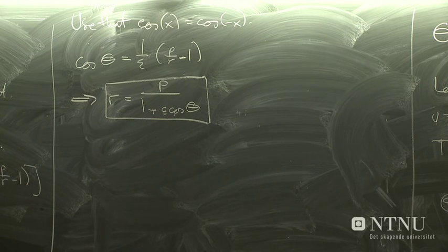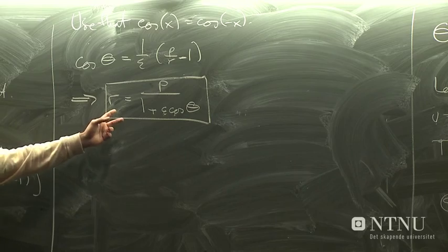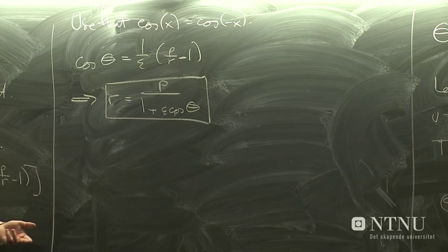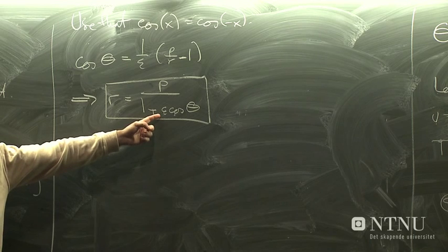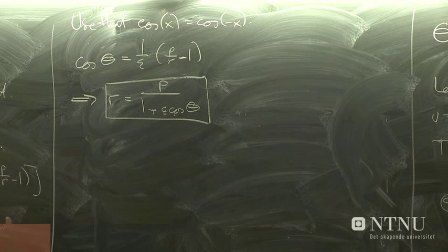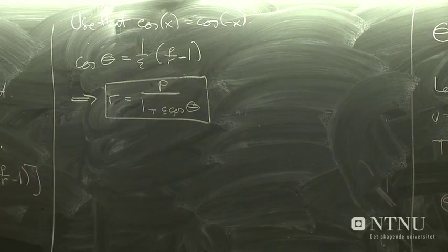So one special case that we can infer immediately is that if r, the radius, is independent of the angle, we should have a circle, meaning r is constant, which is the case if epsilon is 0. So if the eccentricity of the orbit is 0, we have a circular orbit.